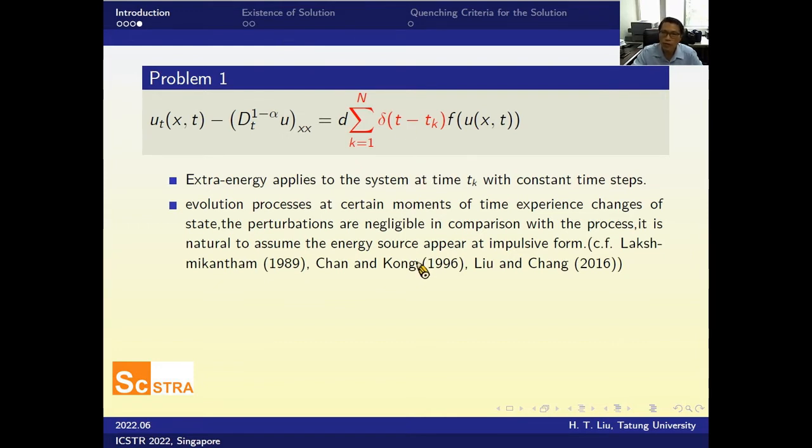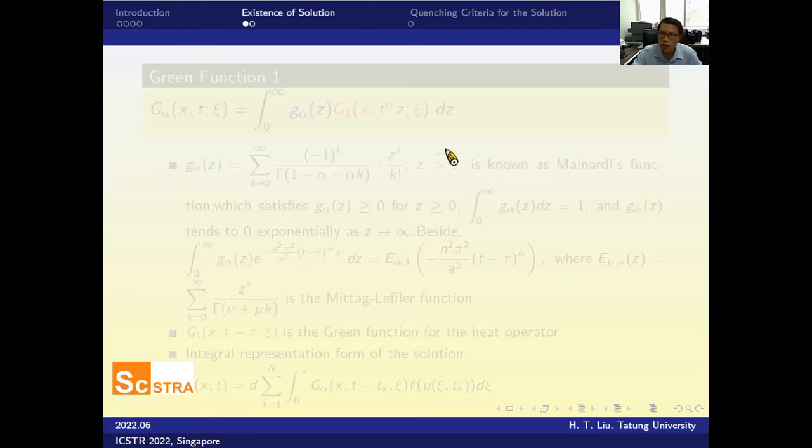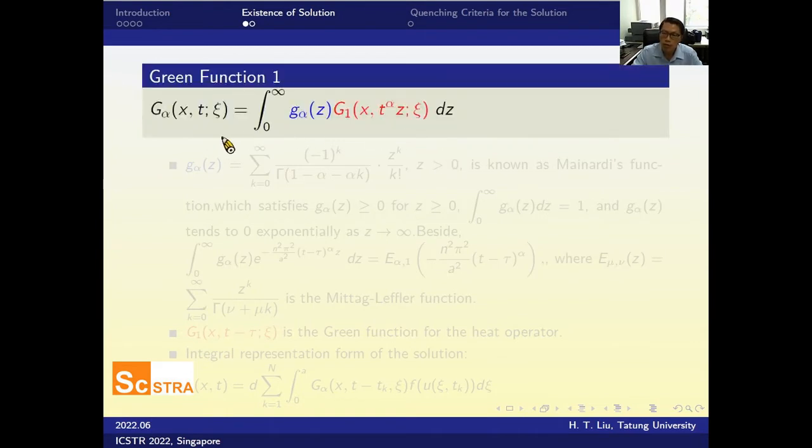Now we are ready to give the form of the solution that we may have to satisfy this equation. The solution of the problem will depend on the so-called Green's function. Now, the Green's function plays an important role in showing the existence of the solution. In our subdiffusive case, it is a multiplication of the heat operator with a special function g alpha of z, which is known as the Mainardi function.